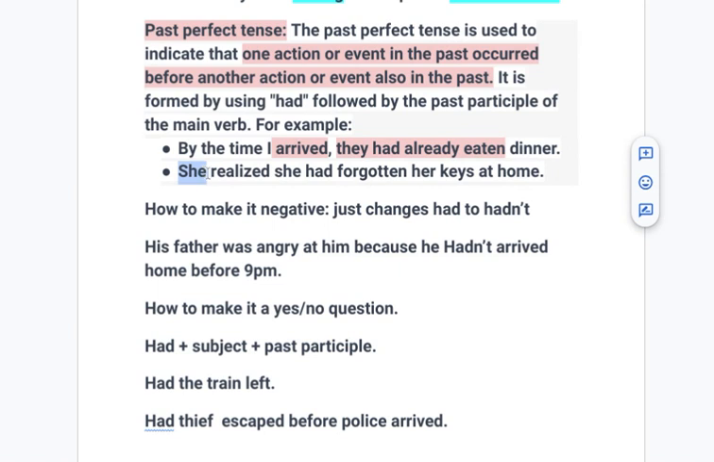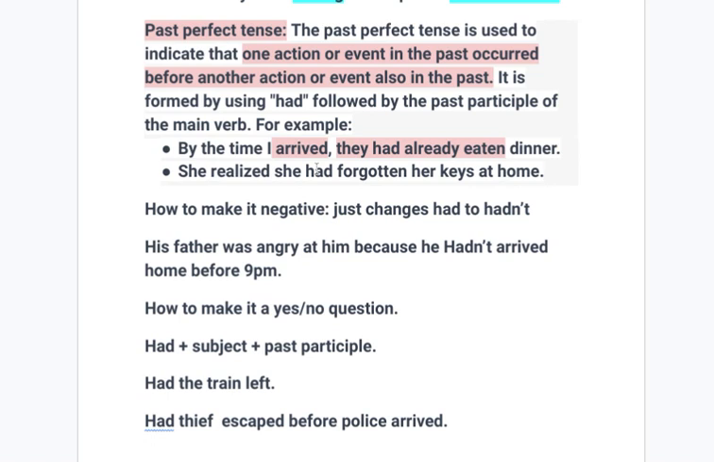She realized that she had forgotten her keys at home. So, which action happened first? She realized first or she forgot her keys at home first? Yes, you're right. She forgot her keys at home first. So you see, how could she realize when she doesn't know what she is going to realize?